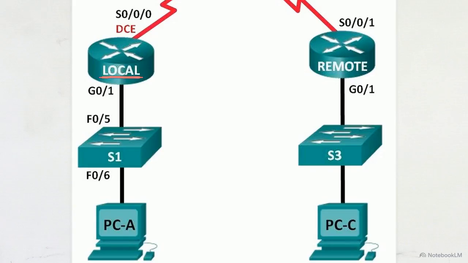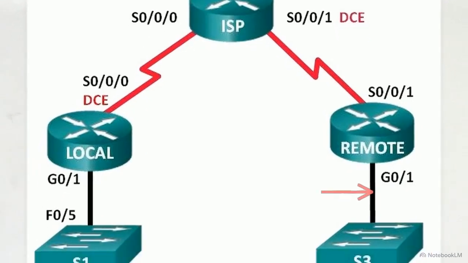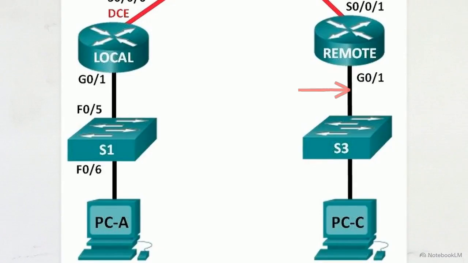Executing a trace maps the path in real time. Hop 1 resolves to the local router. Hop 2 routes to the ISP. Hop 3 arrives at the remote router. At this coordinate, the sequence stops, generating timeout messages instead of resolving the final switch.